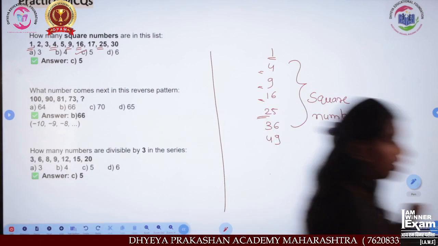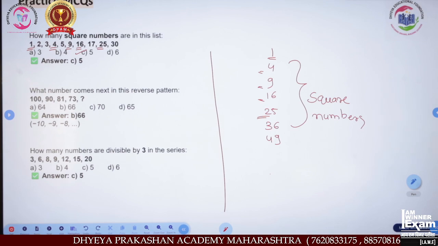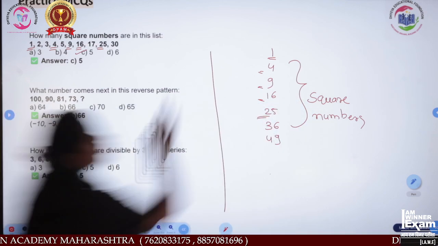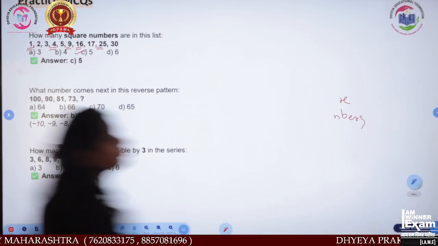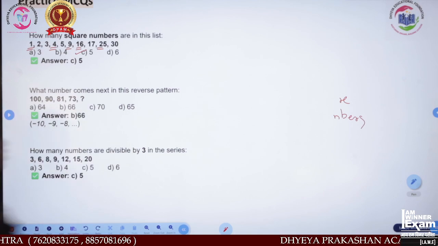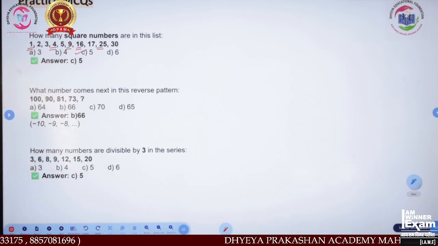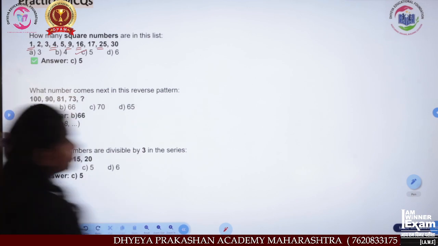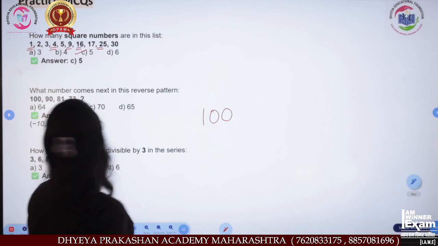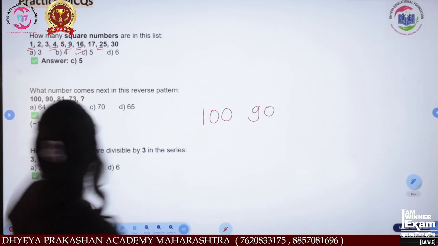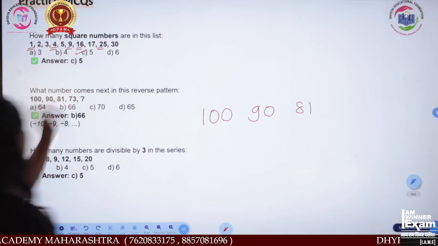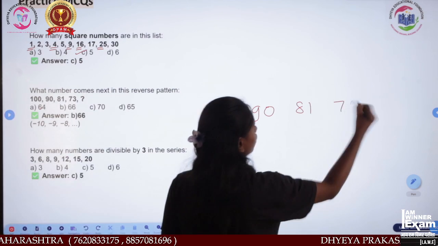Now, look at the question here. That what numbers comes in the next reverse pattern. Now here, what is the pattern? That is the 100, then 90, then 81, and then 73.